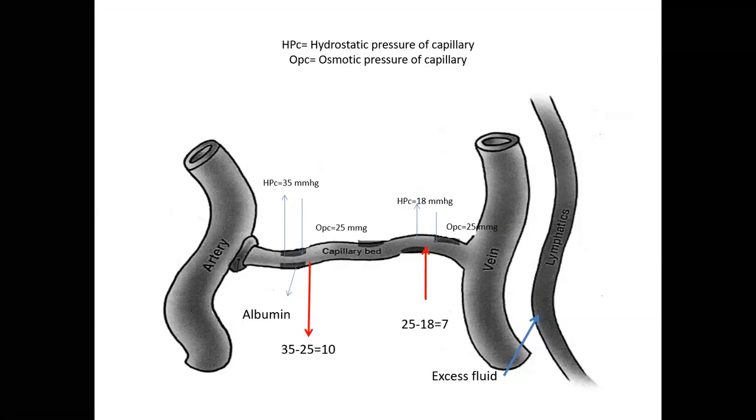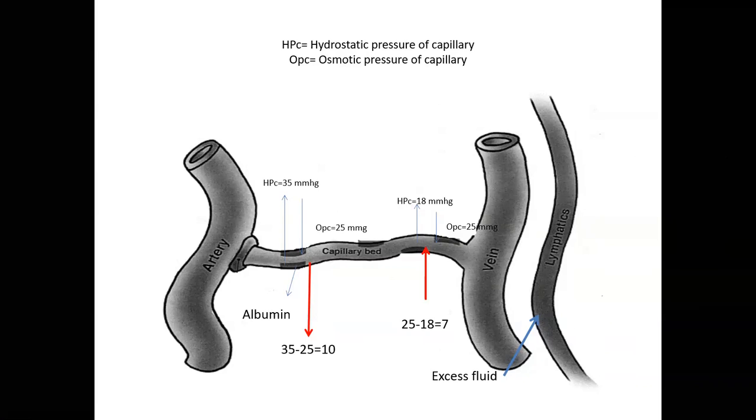So the first thing that can happen is an increase in the hydrostatic pressure. The hydrostatic pressure can go up. The second thing that can happen is that the osmotic pressure of the capillary can go down, because the proteins are responsible for keeping the fluid inside the vessel. If the proteins are down, then the osmotic pressure will go down. So things like hypoalbuminemia due to any cause.